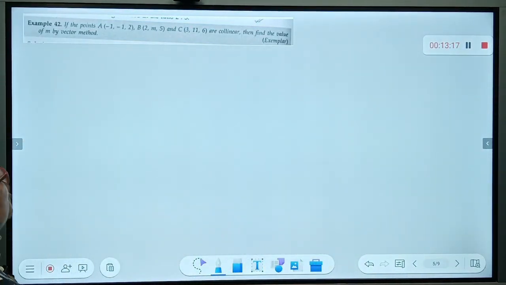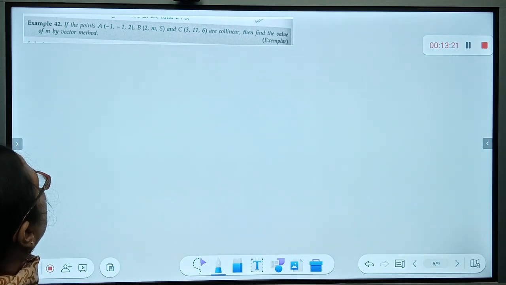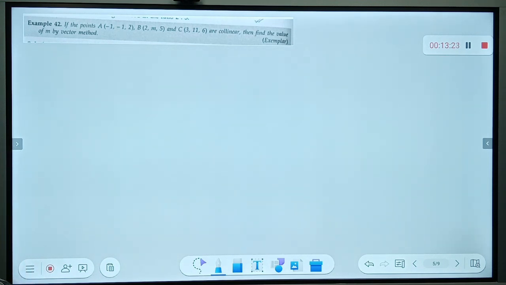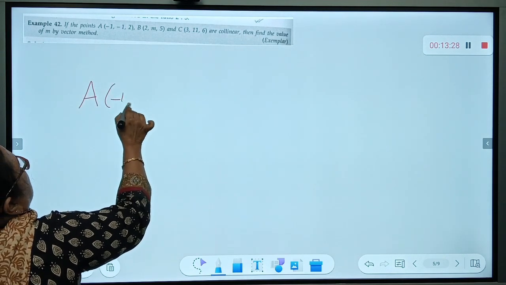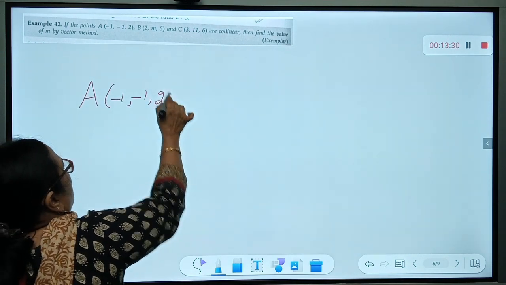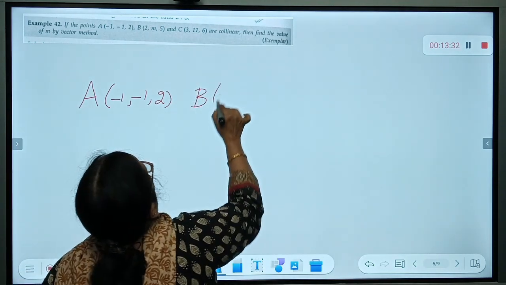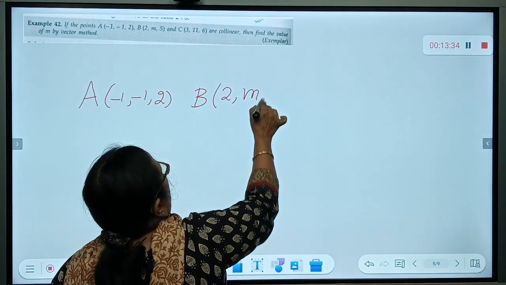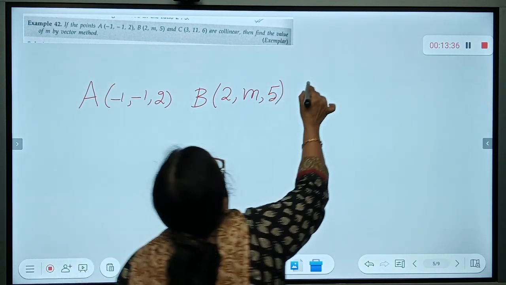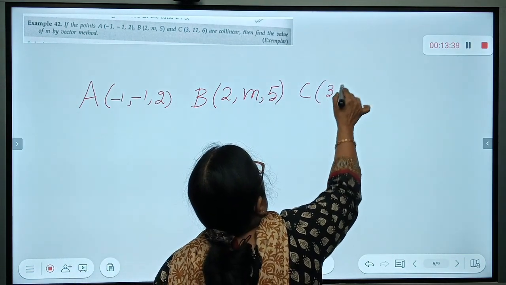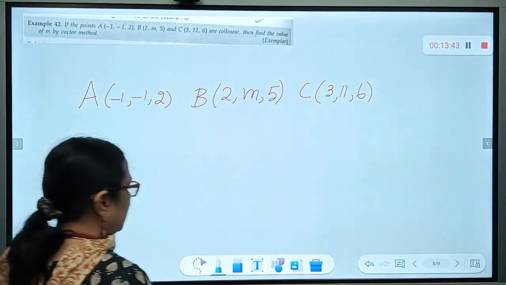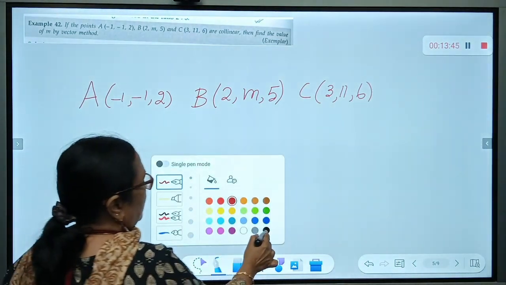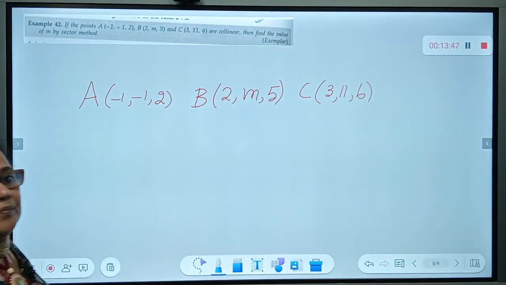Now, the next problem, you are given 3 points to be collinear and you have to find the value of m. So, the points A, whose coordinates are -1, 2, B, whose coordinates are 2, m, 5, and C, whose coordinates are 3, 11, 6. They are given to be collinear. What is the meaning of being collinear? They lie on the same line.